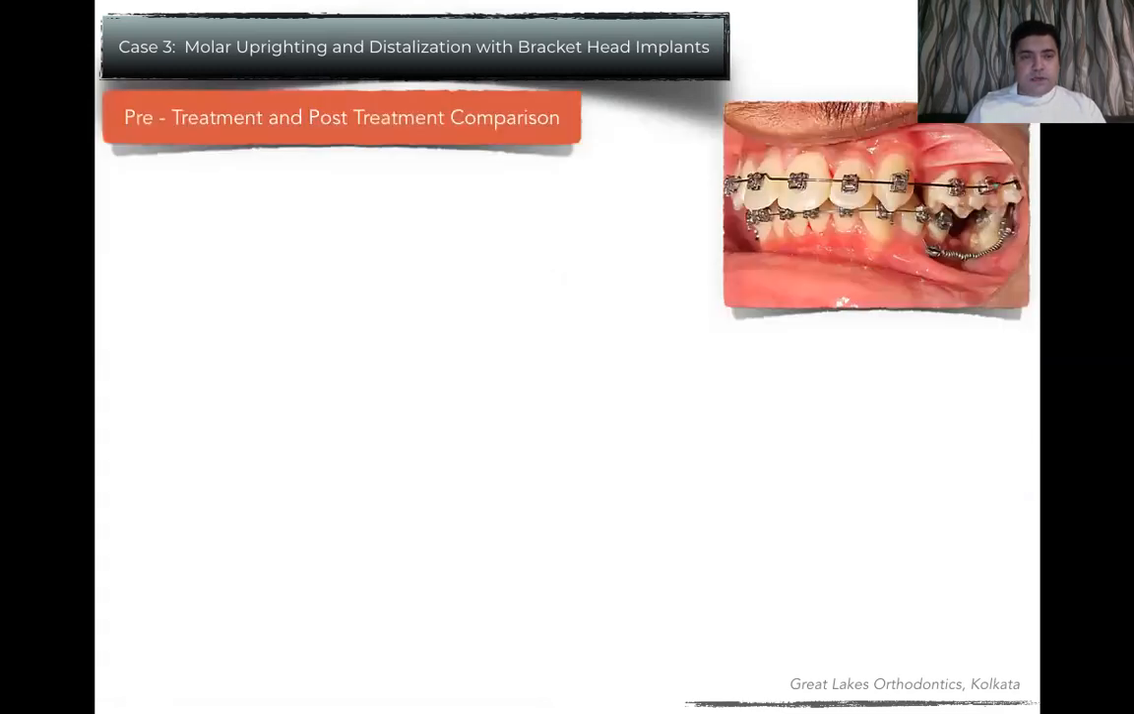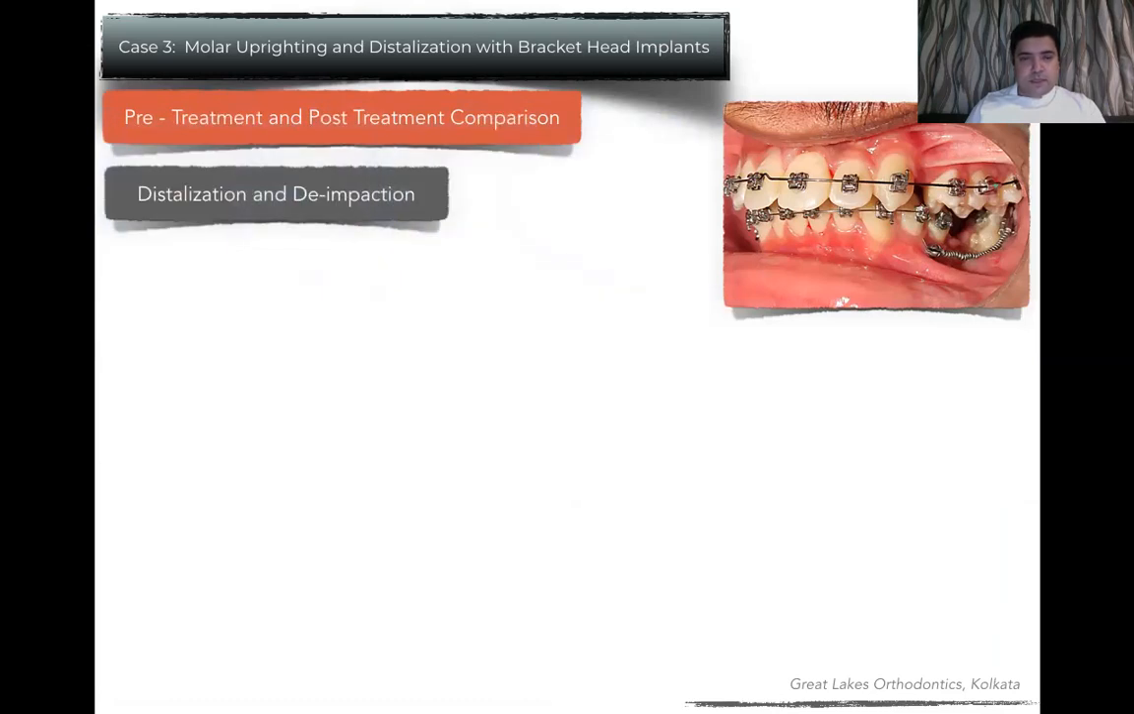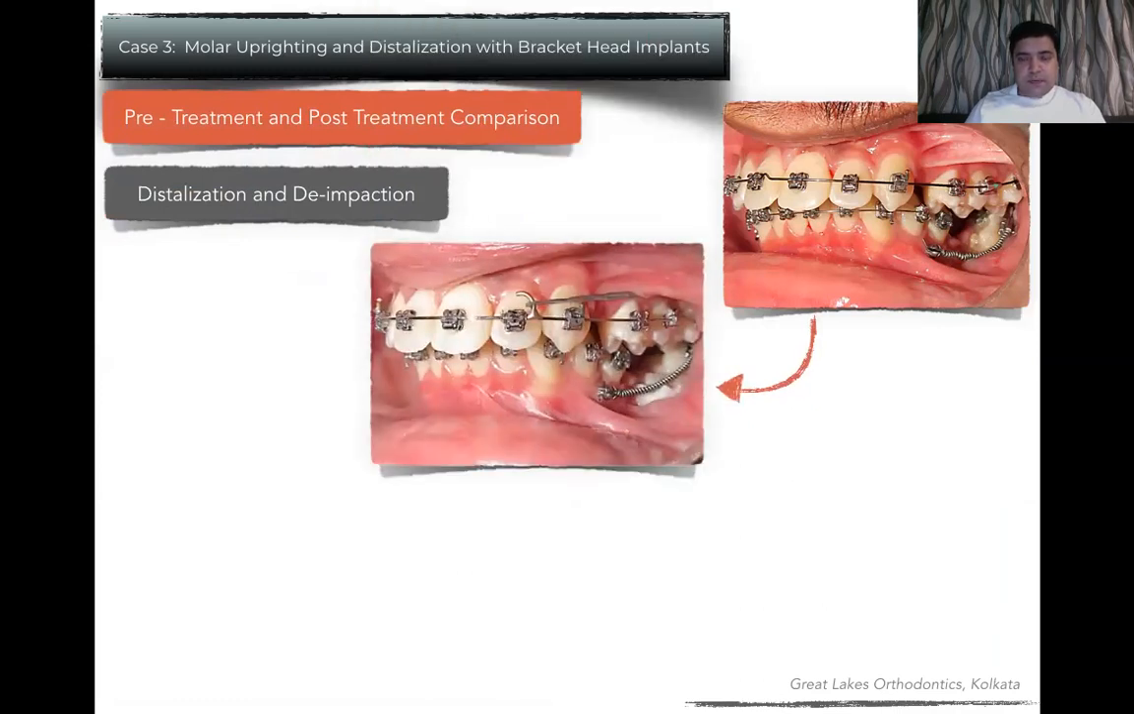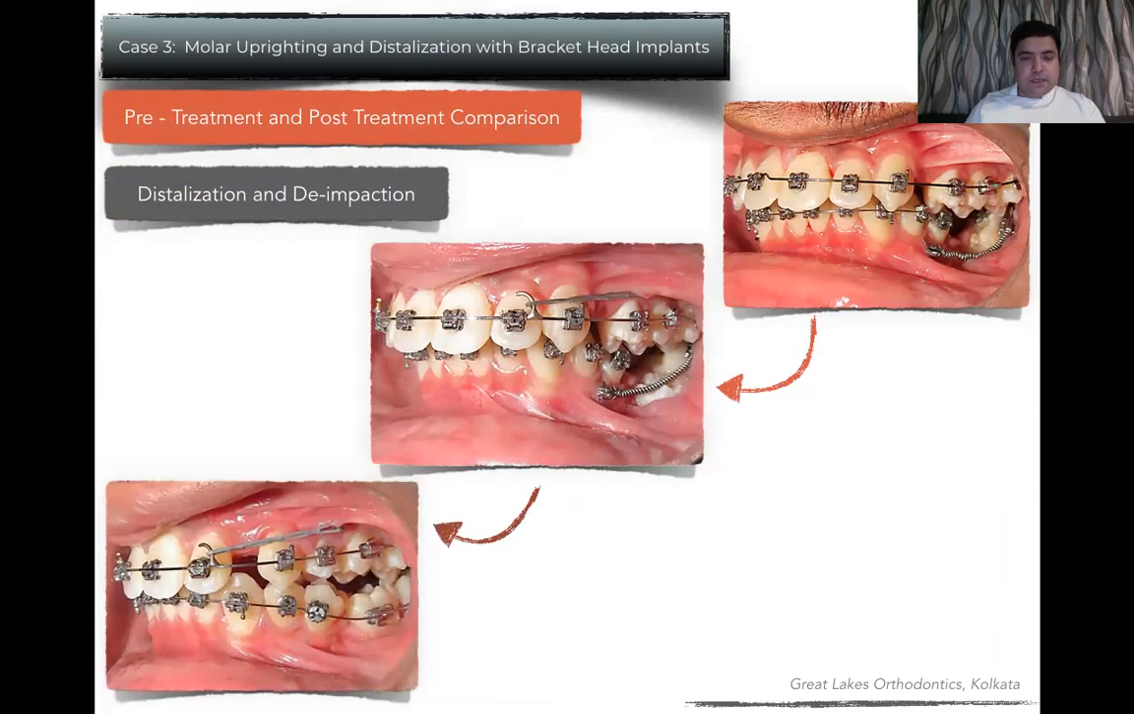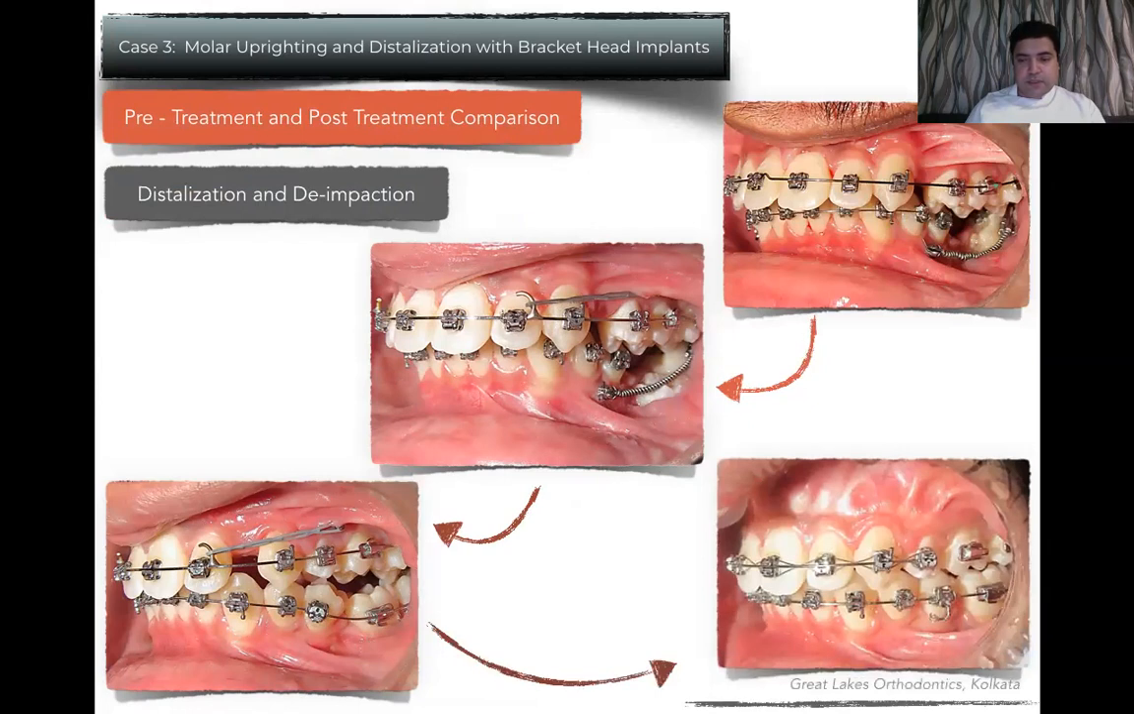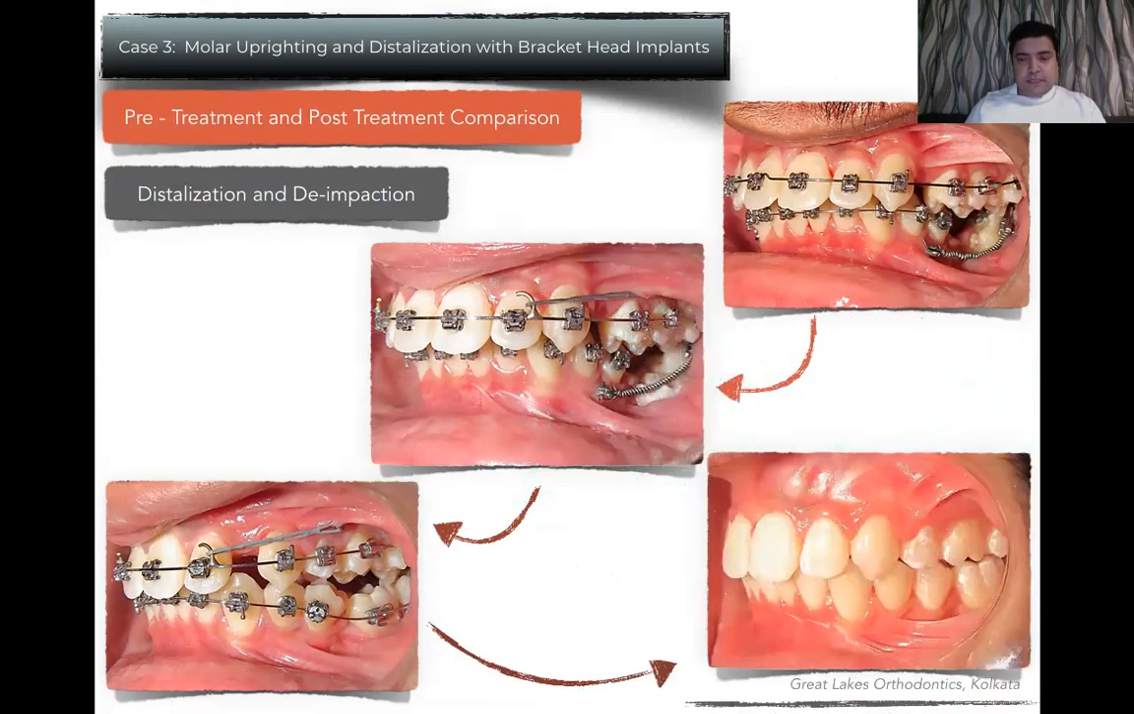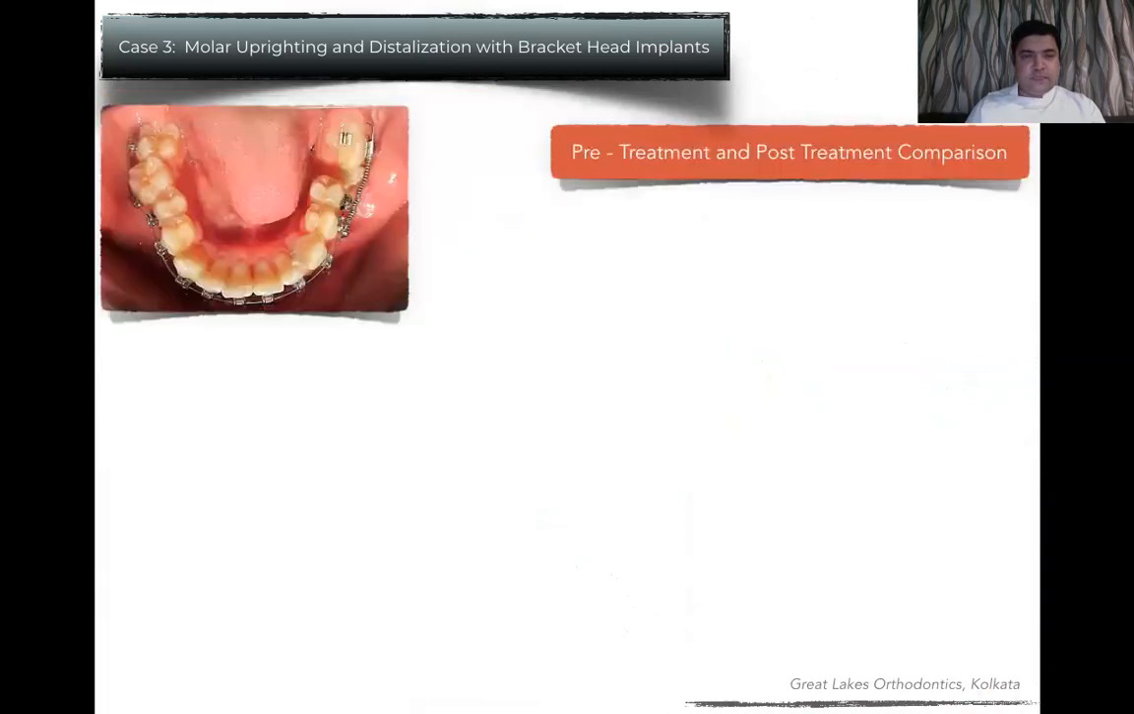So let's do a pre and post treatment comparison, a quick review of distalization and de-impaction. We placed a bracket head implant and uprighted it. Once we uprighted, the 3.7 started popping out into line. Once it got into line, we started to extrude it with the NiTi, and once it was placed, we got a perfect occlusion at the end of the day. So the results were very, very good with respect to the severity that we had seen initially.